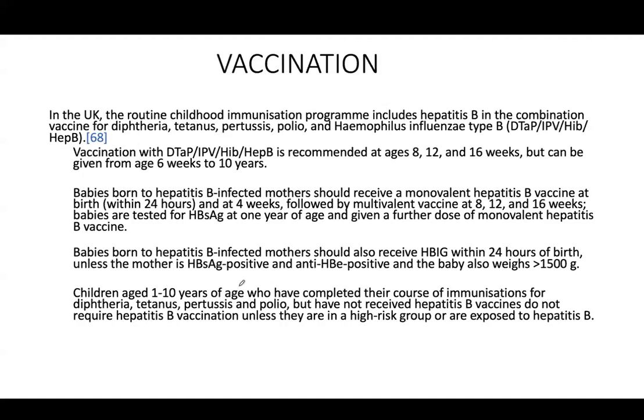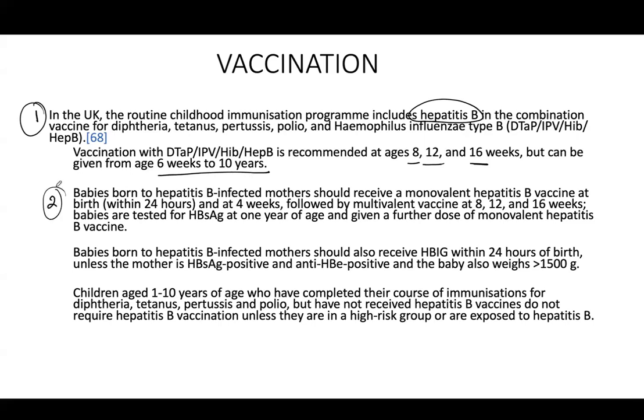Then comes the important part, that is the vaccination. What the UK recommends is exactly what I copied. I will dissect it and tell you what recommendations we get in the UK. First, the routine childhood immunization program always includes hepatitis B in combination with other vaccinations. Hepatitis B is recommended at 8, 12, and 16 weeks and can be given from 6 weeks to 10 years.